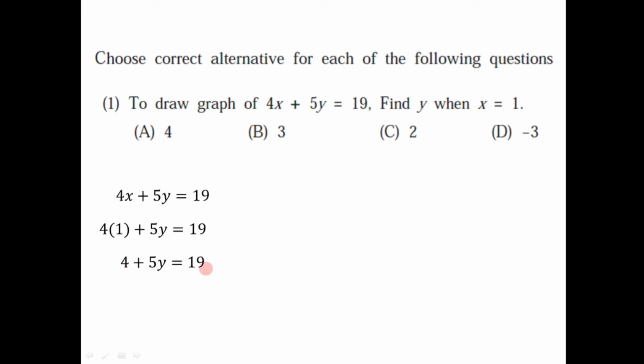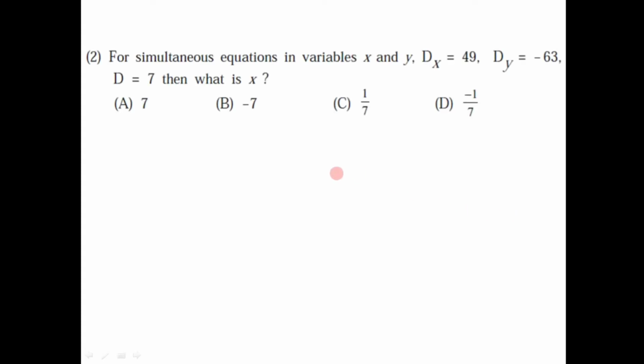If you take 4 to the right hand side, it will become minus 4. That is, the equation would be 5y is equal to 19 minus 4. 19 minus 4, that's 15. 5 into y is there, so if you again take 5 to the right hand side, it will be in the denominator. To get y is equal to 15 by 5, and if we divide 15 by 5, we get 3. That's why y is equal to 3 is the correct alternative. So here the option B is the correct alternative. Let us have the next question.